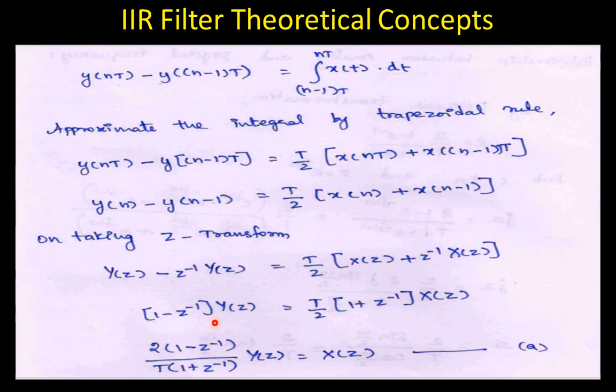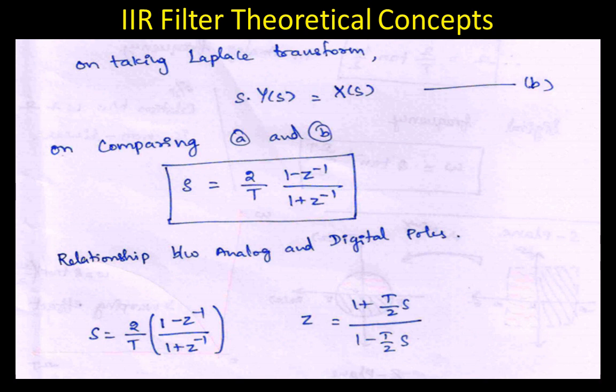So this trapezoidal rule is applicable for this term in the right hand side. So this term, 2 by t into 1 minus z inverse divided by 1 plus z inverse, can be replaced by a term called S over here, and now the relationship is mentioned by equation B. So when you compare equation A and equation B, you come across this relationship: wherever you have the S term, it can simply be replaced by 2 by t into 1 minus z inverse by 1 plus z inverse. This is the main formula useful in the bilinear transformation technique. So this is the end of the derivation for the bilinear transformation technique.